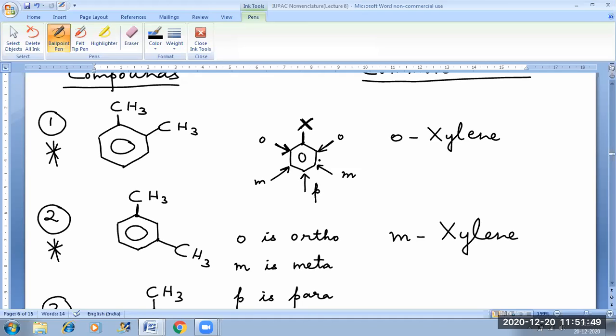But this is one meta position and this is the other meta position. So there are two meta positions with respect to X in this particular compound. And I have one para position which is shown at this point. The diametrically opposite carbon atom is called the para carbon atom. So that is a para position indicated by small p. So whenever you see small o, it means ortho. Whenever you see small m, it means meta. And whenever you see small p, it means para.